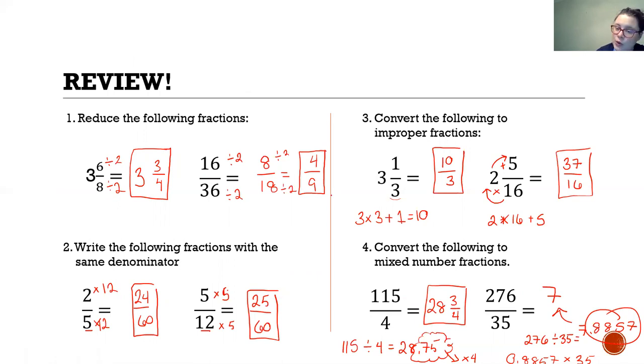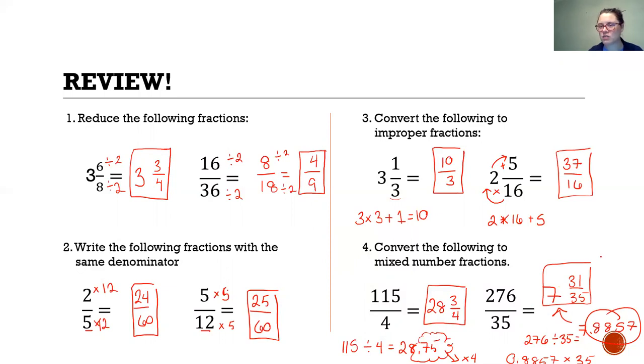Leaves me with 30.99. So that means it's 31 over 35. Another way you could do it, you could say, well, I know there's 7 wholes. How many pieces are in 7 wholes? And then subtract that. That's another option.